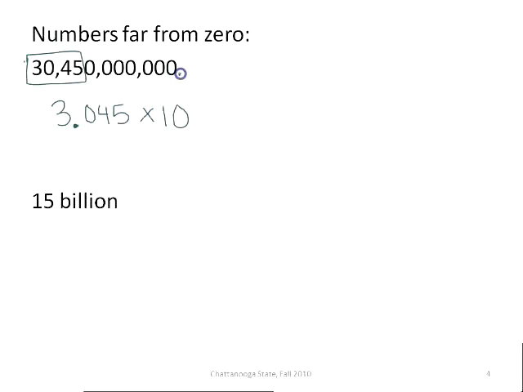So see, every place the decimal point moves was one multiple of 10. So let's see, 1, 2, 3, 4, 5, 6, 7, 8, 9, 10. I'm sorry, I said a multiple of 10. I meant a power of 10. So in scientific notation, this is 3.045 times 10 raised to the 10th power.